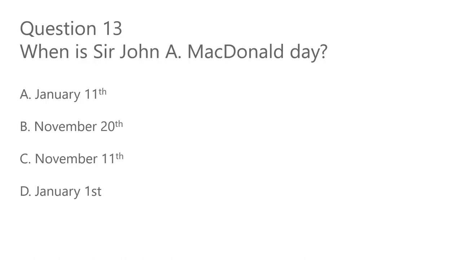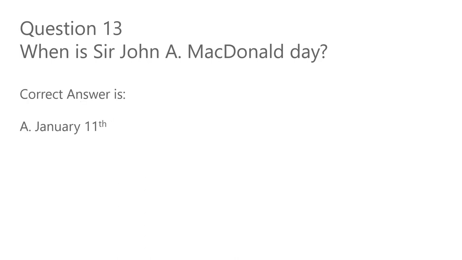When is Sir John A. Macdonald Day? A. January 11th. B. November 20th. C. November 11th. D. January 1st. Correct answer is A. January 11th.